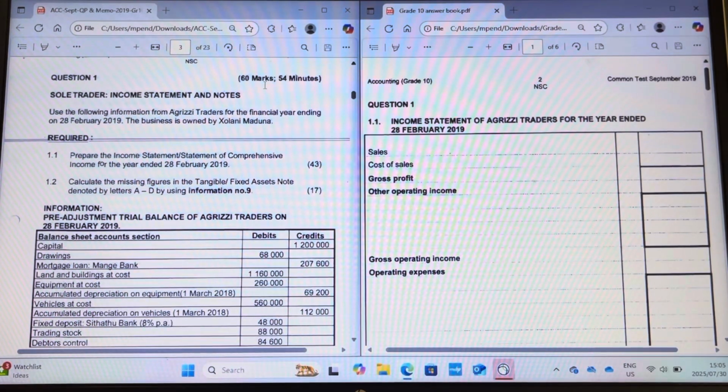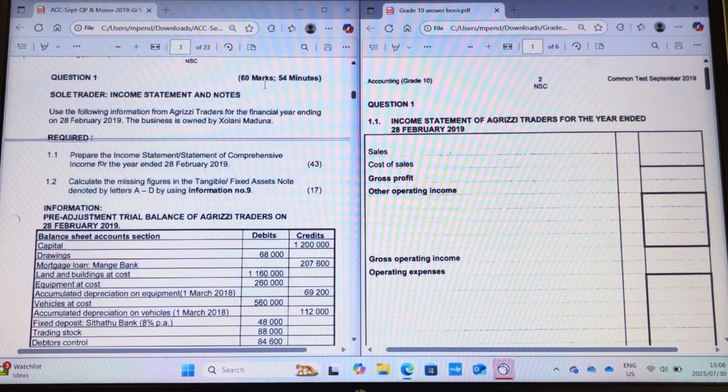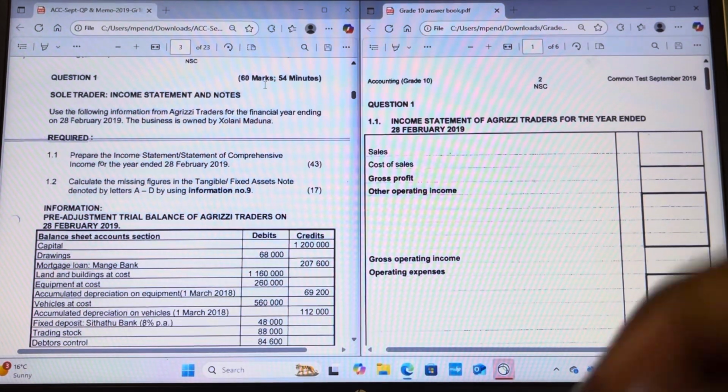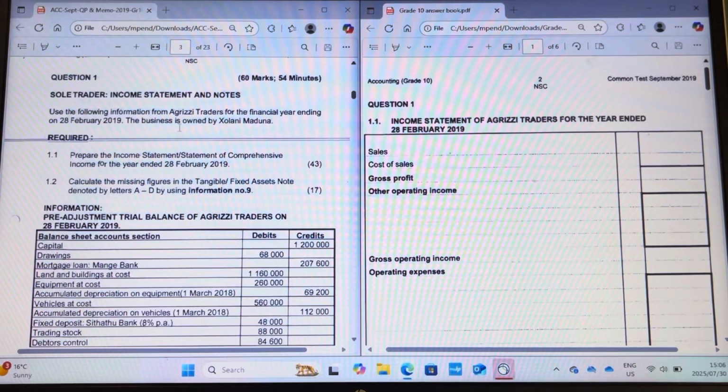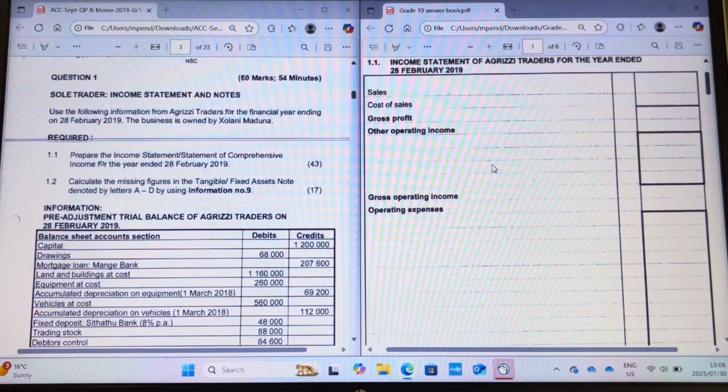So now we're given information of Agreezy Traders for the financial year ending 28 February 2019. That is important, knowing your year end. When does the year start? If it ends on the 28th of Feb, it starts on the 1st of March 2018. The business is owned by Olani, and we're required to prepare the income statement and calculate the missing figures in the tangible or fixed asset note. So we have 17 marks for that. Okay, right. Let's go through our income statement.